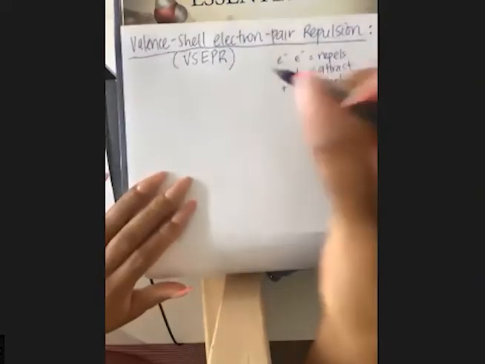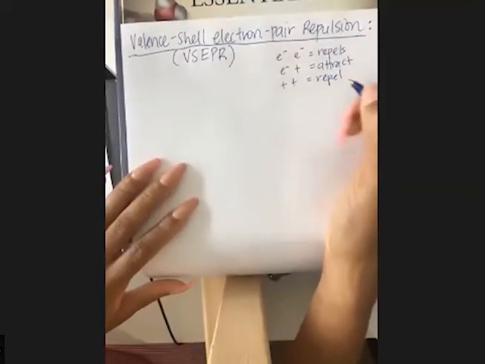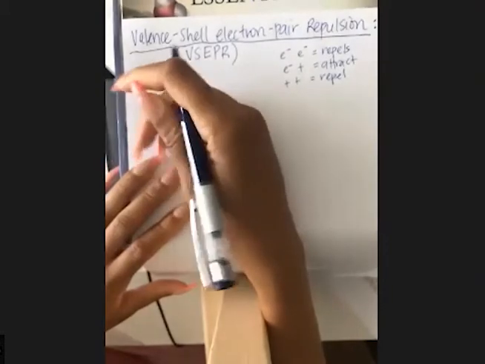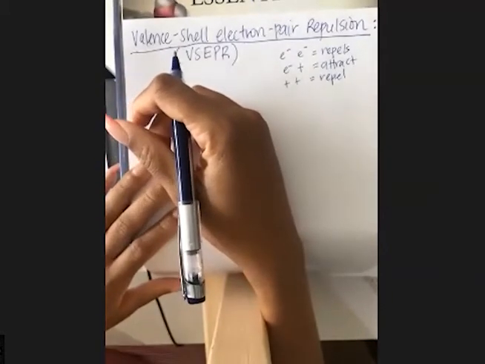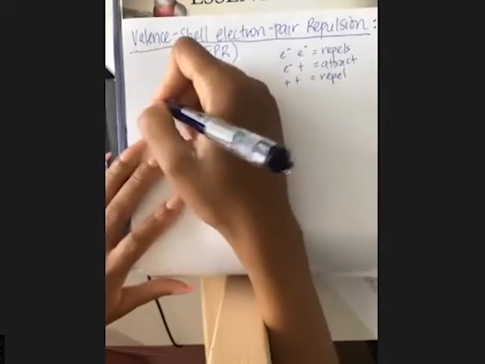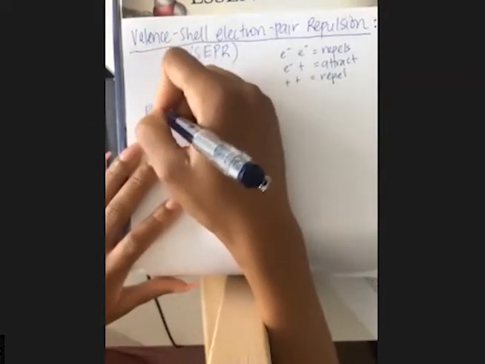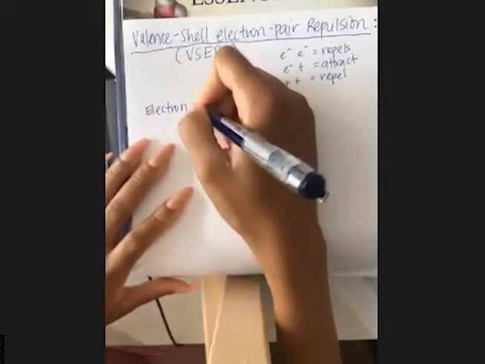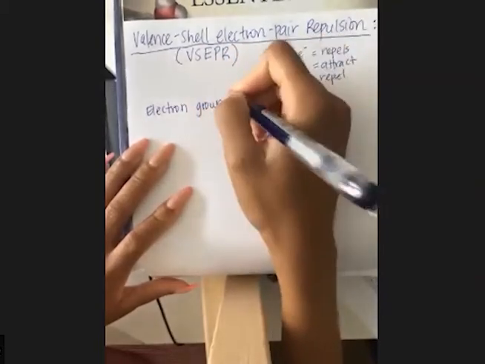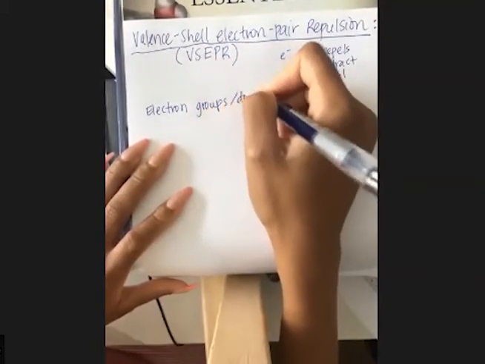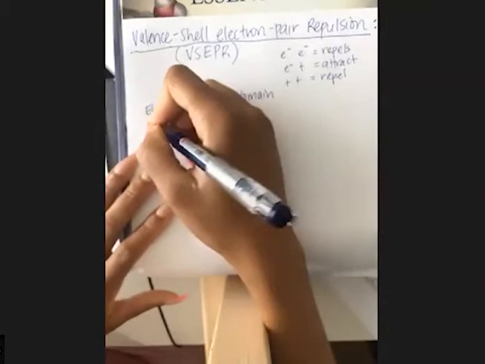So the way we figure this out is we have to first draw the Lewis structure, and then we focus on the electron groups around the central atom. Remember, another name for electron groups is domains, the electron domains around the central atom.